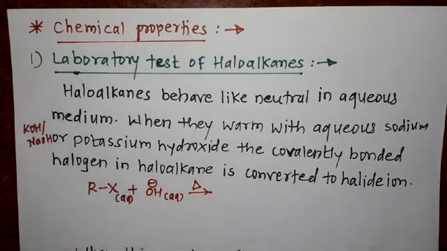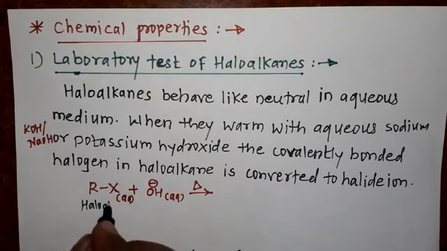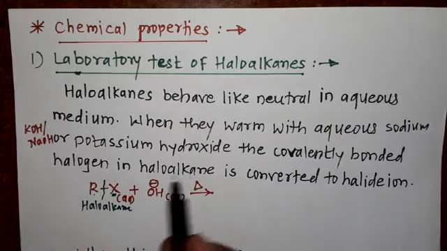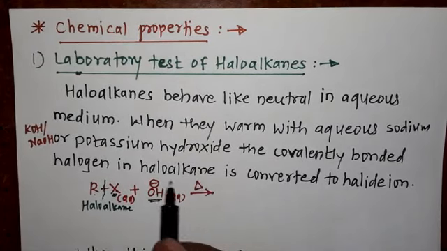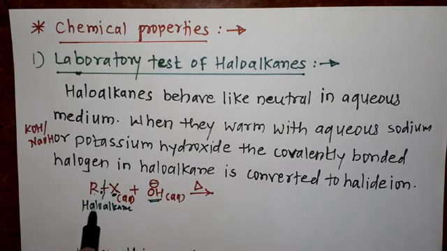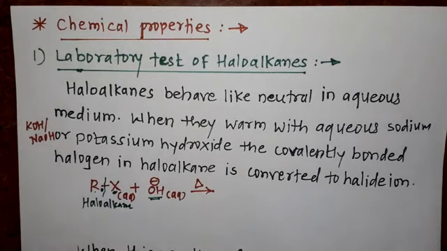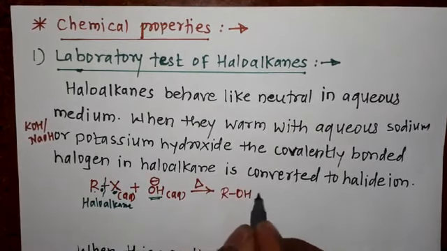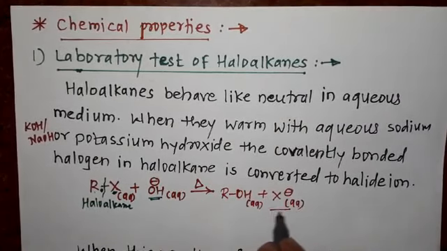Then this covalent bond, this is haloalkane, and this halogen is attached to this carbon present in alkyl group. This covalent bond is broken by this OH minus, and hence halogen attached to this carbon present in haloalkane, this halogen converted into halide ion like this. This is halide ion.